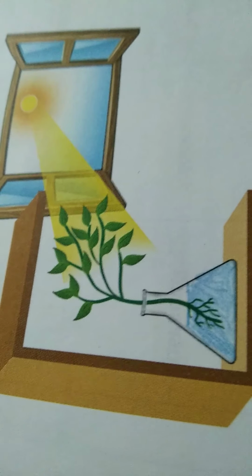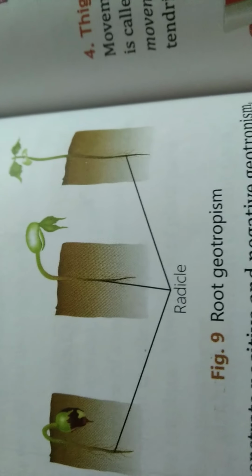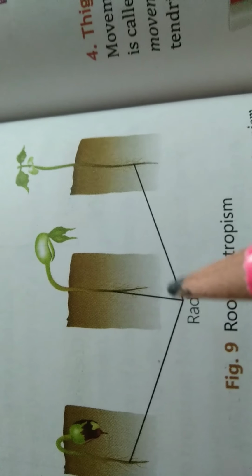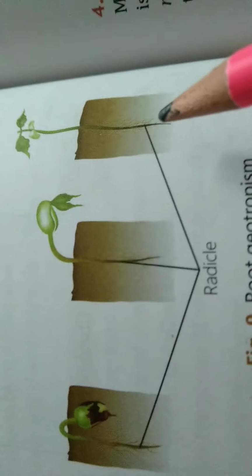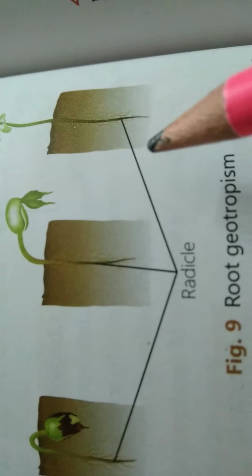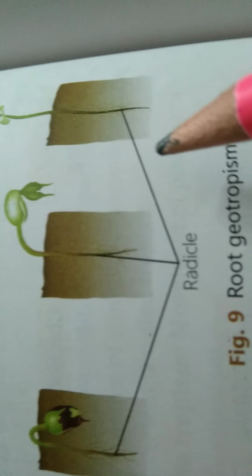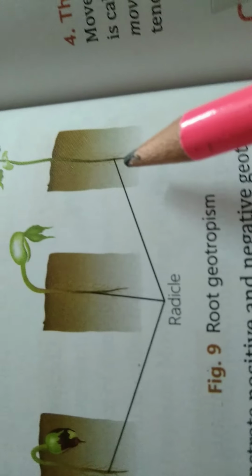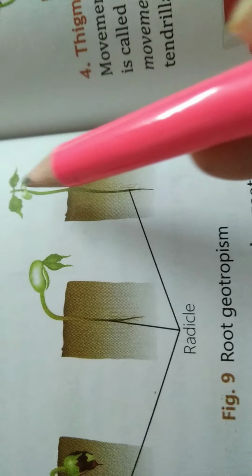Here is another experiment I will show you for geotropism. This diagram, root geotropism. Movement of the plant parts in response to gravity is called geotropism. Roots are the best example of showing geotropic movement. The movement of the plant parts in the direction of the force of gravity is called positive geotropism. Example, root. The movement of the plant parts against gravity is called negative geotropism, that is the shoot.